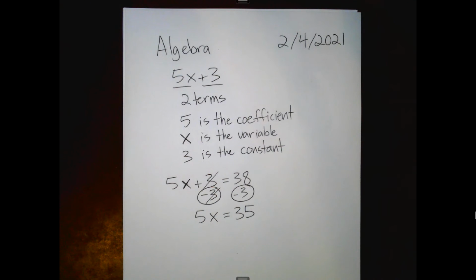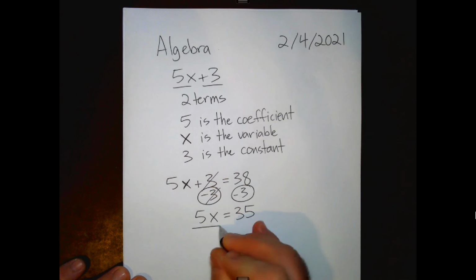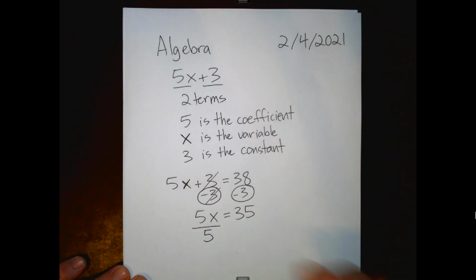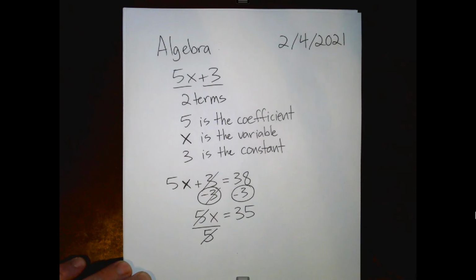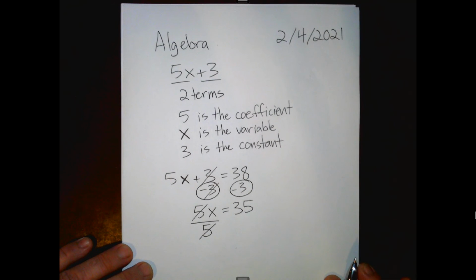Okay, now earlier I said 5x means 5 times x. So when we're solving equations, we want to use inverse operations, and inverse is just another word for opposite. So the opposite of plus 3 is minus 3. The opposite of times 5 is divide by 5. Okay, so a fraction is really division. 5 divided by 5 eliminates the 5. 5 divided by 5 isn't 0. 5 divided by 5 is 1.